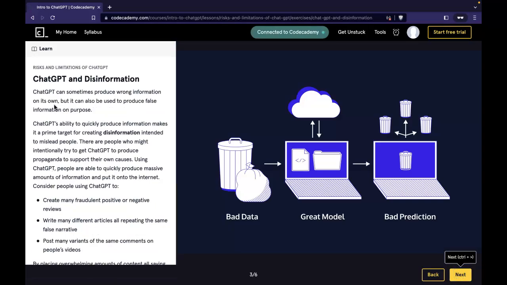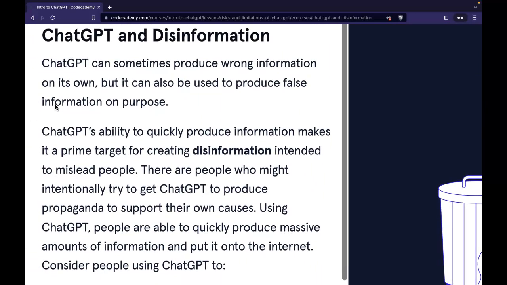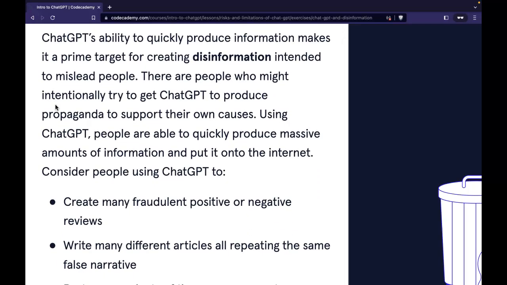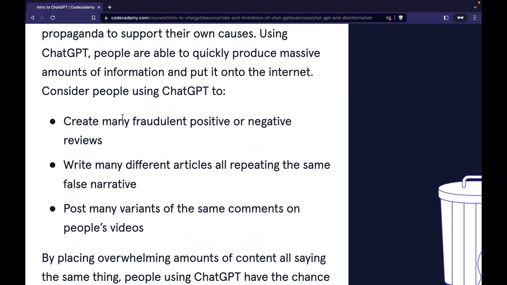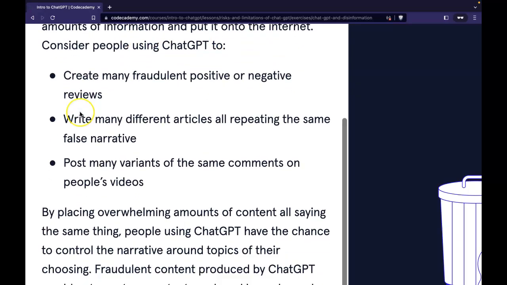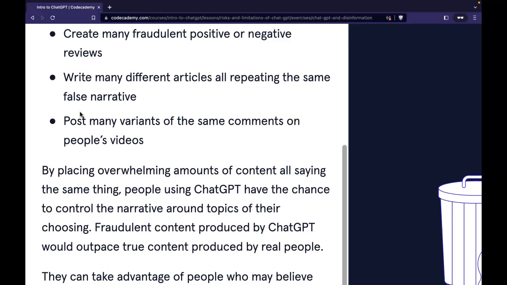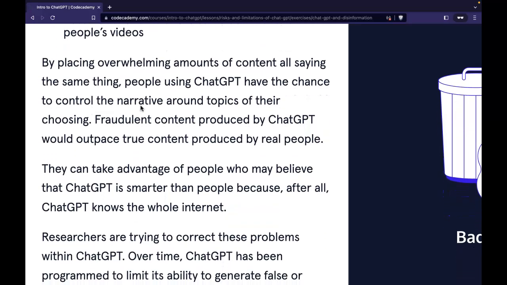ChatGPT and disinformation. ChatGPT can sometimes produce wrong information on its own, but it can also be used to produce false information on purpose. ChatGPT's ability to quickly produce information makes it a prime target for creating disinformation, intended to mislead people. There are people who might intentionally try to get ChatGPT to produce propaganda to support their own causes. Using ChatGPT, people are able to quickly produce massive amounts of information and put it onto the internet. Consider people using ChatGPT to create many fraudulent positive or negative reviews, write many different articles all repeating the same false narrative, or post many variants of the same comments on people's videos.